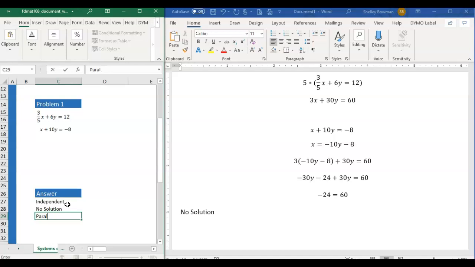My fingers are too fast for my mouth. Parallel lines, and so forth. Those are all the answers.